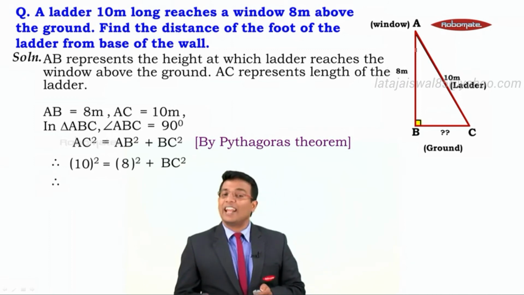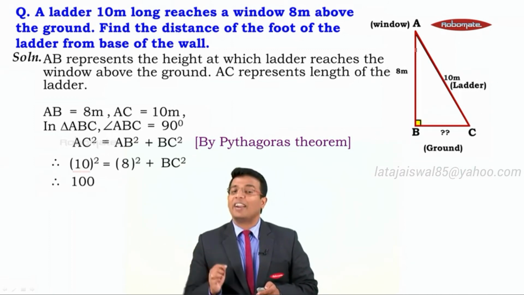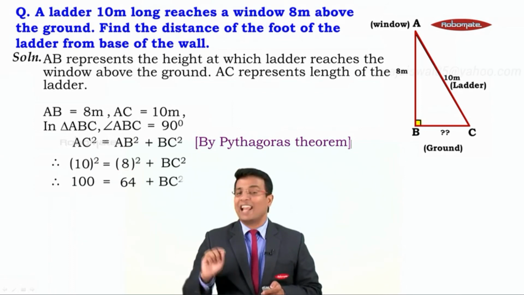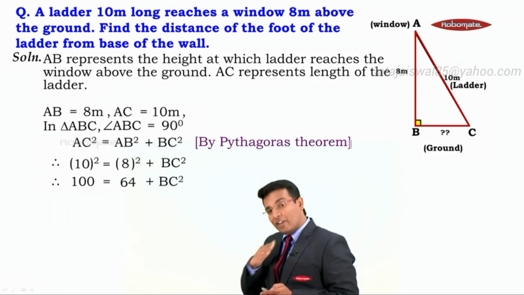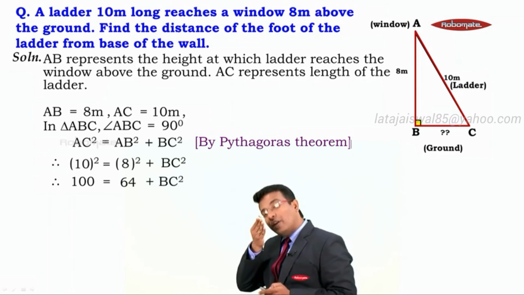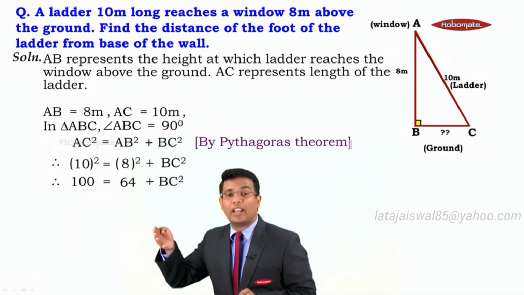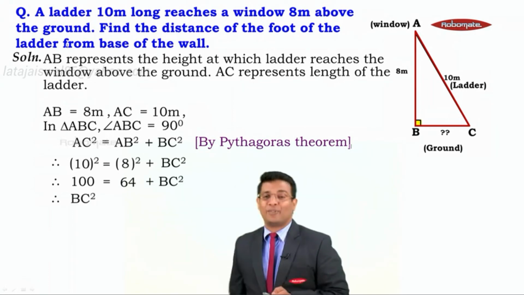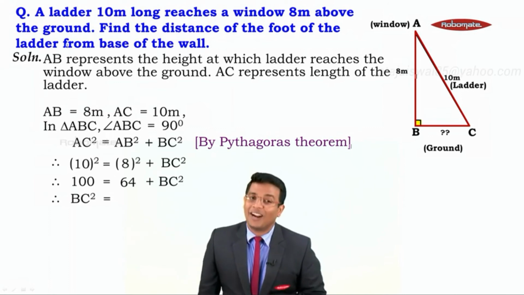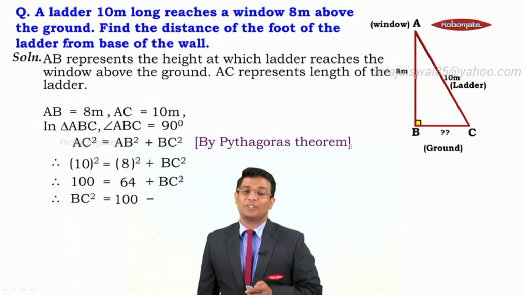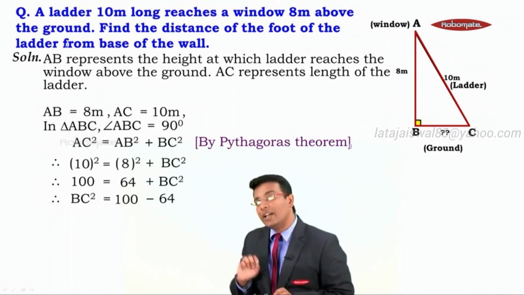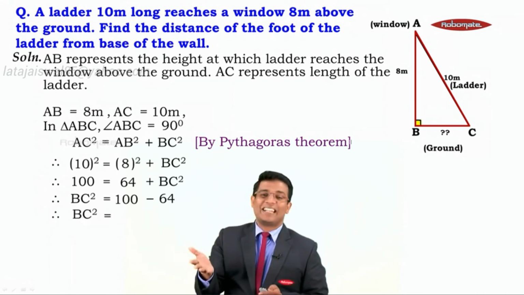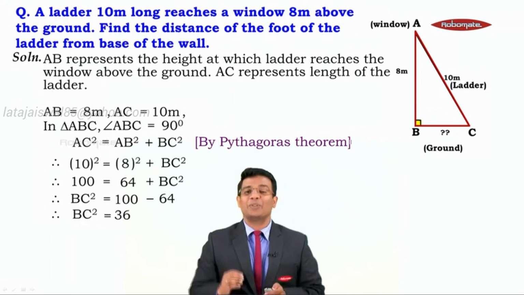Now 10 square is how much? It is 100. 8 square is how much? It is 64. Plus BC square remains as it is. Now for getting the value of BC square, this plus 64 will be shifted onto the other side. So what do we get? BC square is equal to 100 minus 64. How much is 100 minus 64? It is 36. So we get BC square is equal to 36.